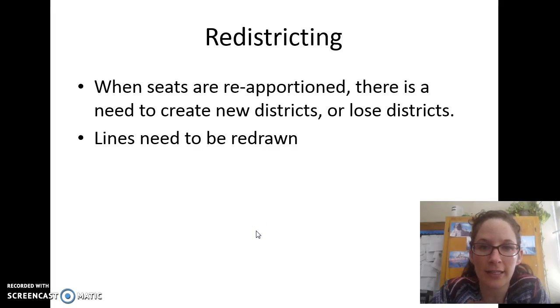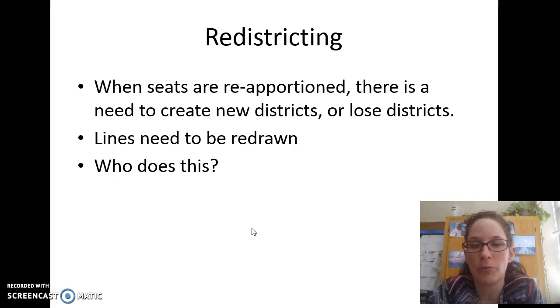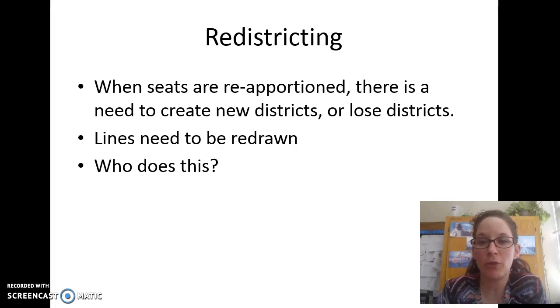So when lines need to be redrawn, the folks that do this would be your state legislature, the people you've elected on Congress Avenue here in Austin. I mean, they have research teams that assist them, but they're the ones that are going to propose the new map and pass it like it's law. It has to pass through the legislature just like a law to redraw the maps.